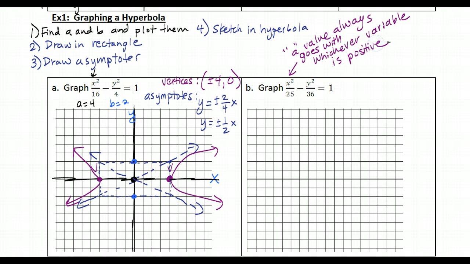So let me show you what this graph would look like. So again, step 1, find a and b and plot them. Well, let me get myself set up here first. My center is at 0, 0. So under x is still the a value, even if it's a smaller number, because x is the one that's positive. So the square root of 25 is 5. So I'm going to go 5 units in each direction along the x way to find my vertices. 1, 2, 3, 4, 5. So the vertices are plus or minus 5 comma 0.